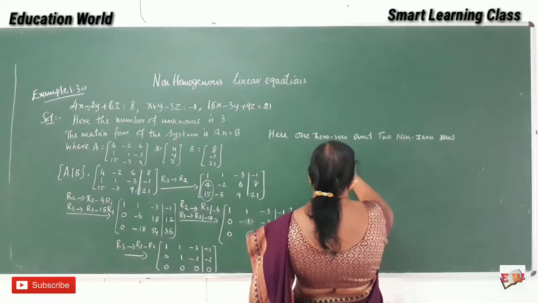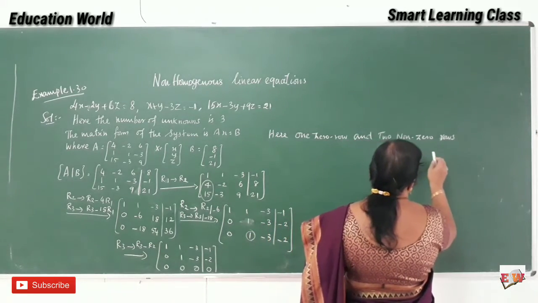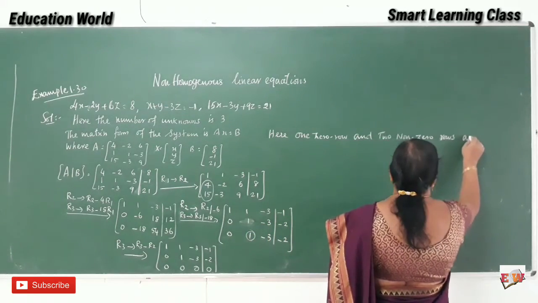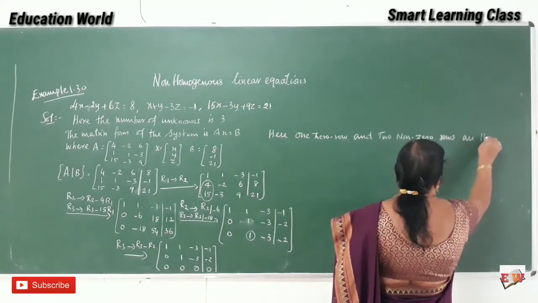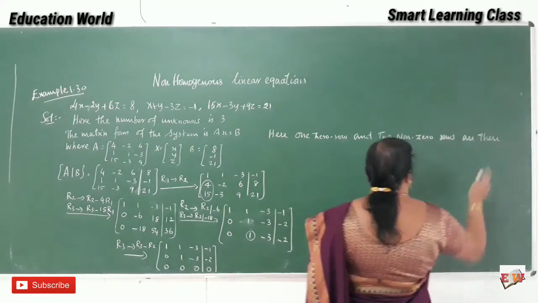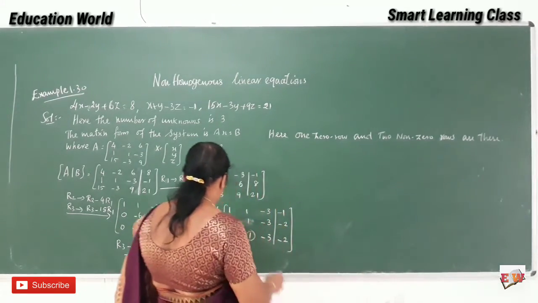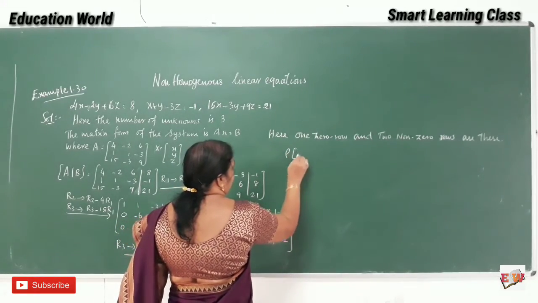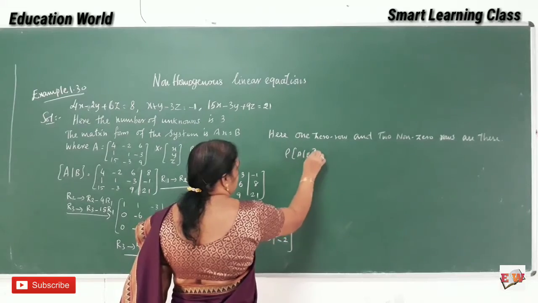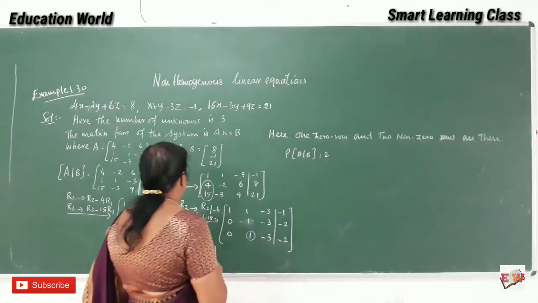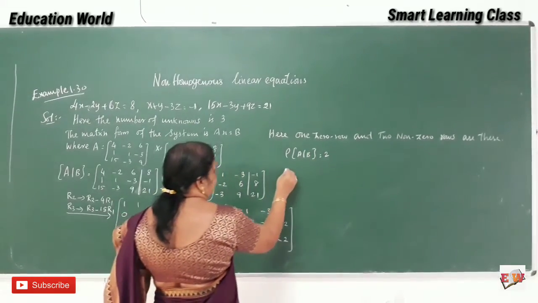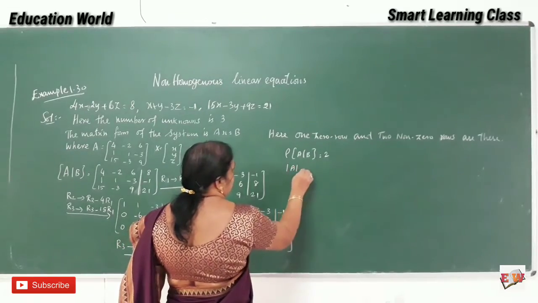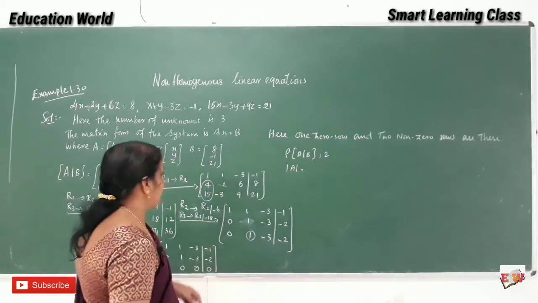Here there is 1 zero row and 2 non-zero rows. So the rank of the augmented matrix is equal to 2. We have to verify the rank of A, so we have to find the determinant of A.